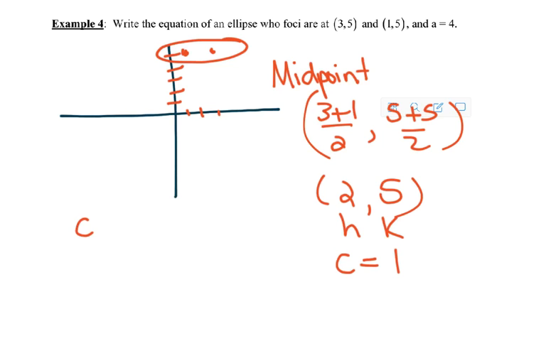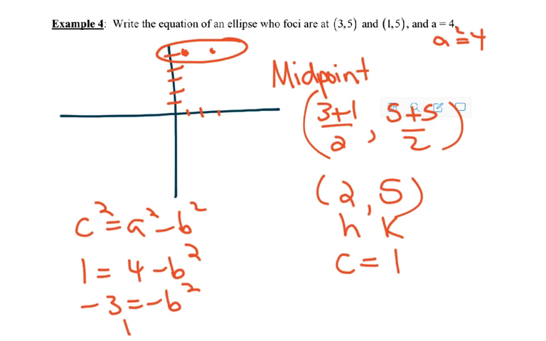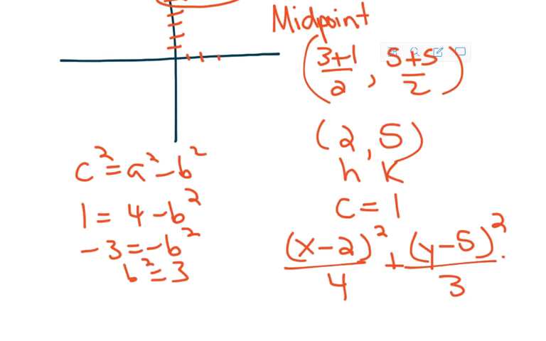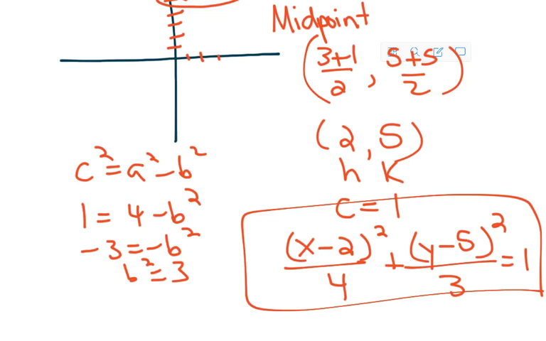Now I know that c squared is equal to a squared minus b squared. I know what a is, so a squared must be 4. I just don't know what b squared is. Let's find it. So c squared is 1, a squared is 4. So negative 3 is equal to negative b squared. So b squared is equal to 3. I don't have to take the square root of it because I don't want to know what b is. I want to know what b squared is. So the equation of the ellipse is (x minus h) squared over a squared plus (y minus k) squared over b squared equals 1. So the equation is (x minus 2) squared over 4 plus (y minus 5) squared over 3 equals 1.